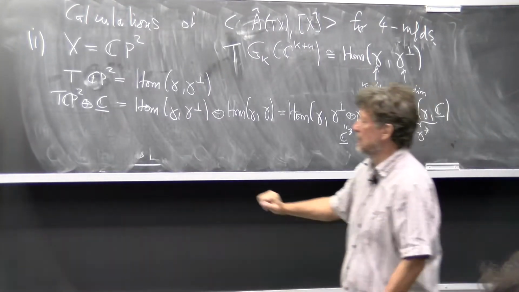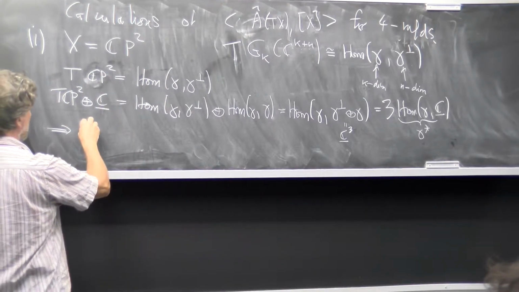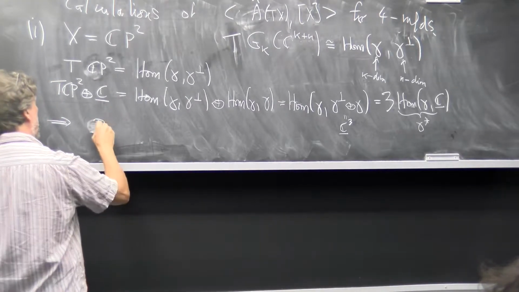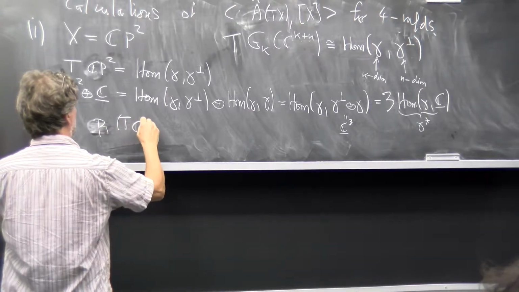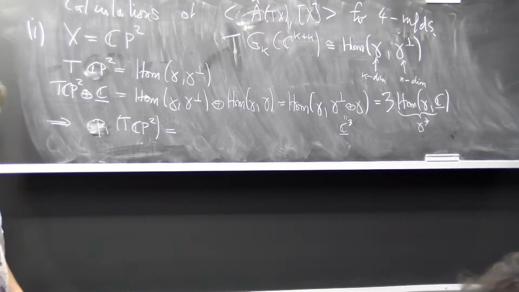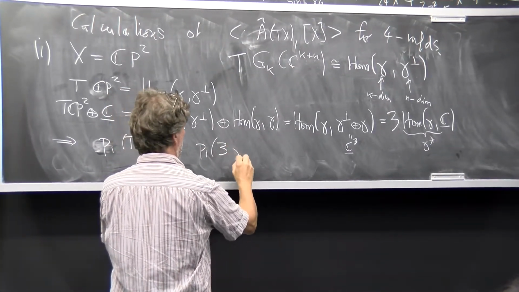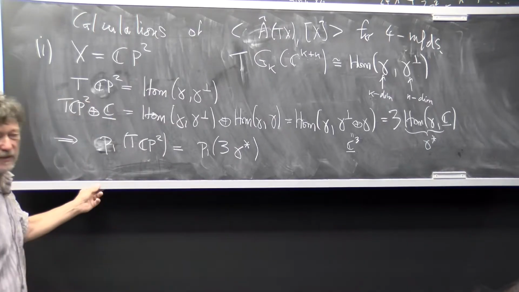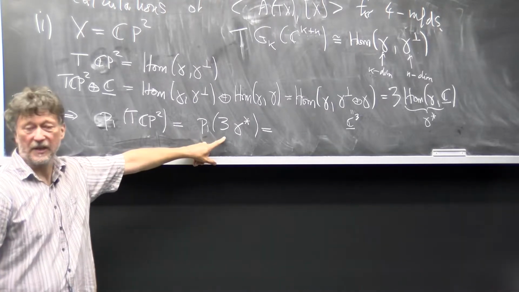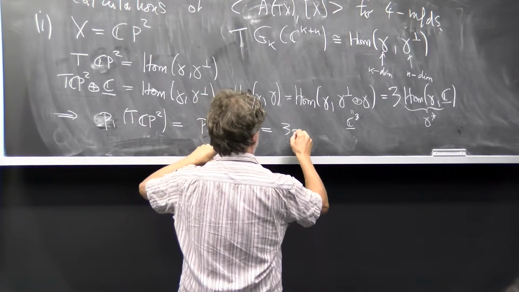Okay. So what does that mean then for the first Pontryagin class? For the first Chern class? What do I want to know? I want to maybe do the first Pontryagin class of this thing here. The first Pontryagin class doesn't change if I add a line bundle to it. So that's the same thing as the first Pontryagin class of 3 copies of the dual line bundle. Well, what is the Pontryagin class of a direct sum of 3 things? Well, that is 3 times the first Pontryagin class.